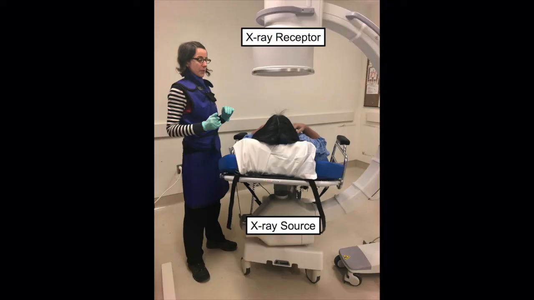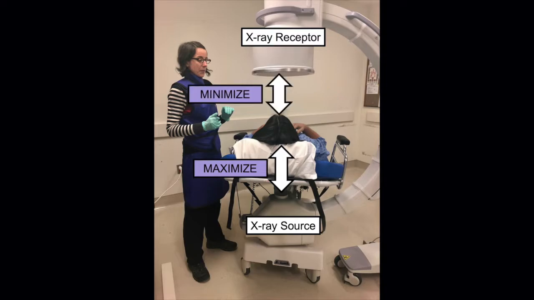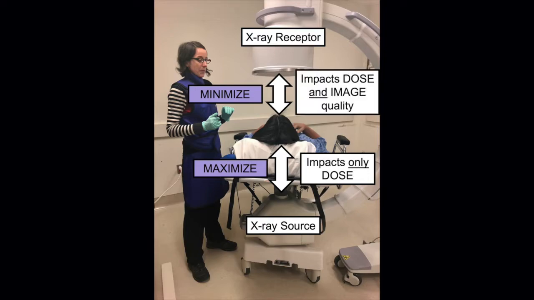Another important part of pre-procedure preparation is positioning the patient. Be sure to keep the skin surface as far from the X-ray source and as close to the image receptor as possible. The distance from the X-ray tube affects skin radiation dose, but not image quality, while the distance between the patient and the receptor impacts both.